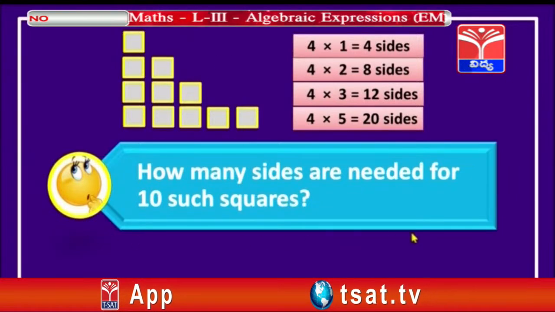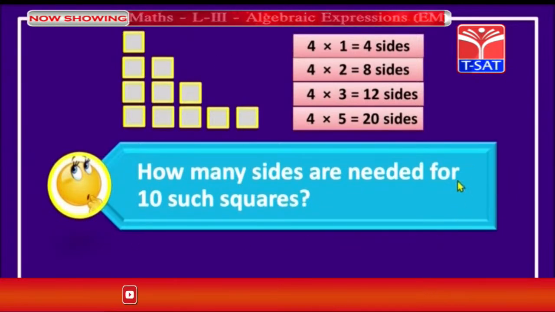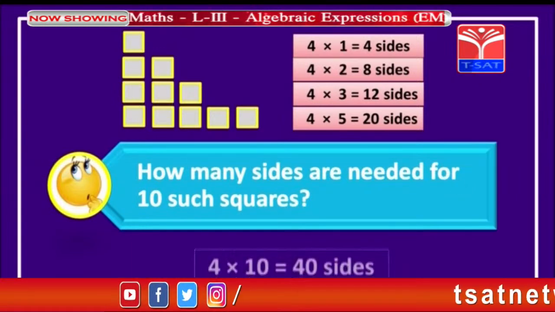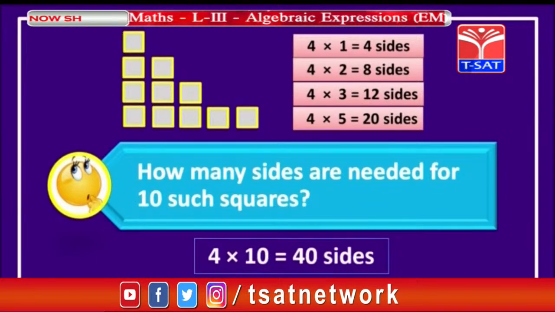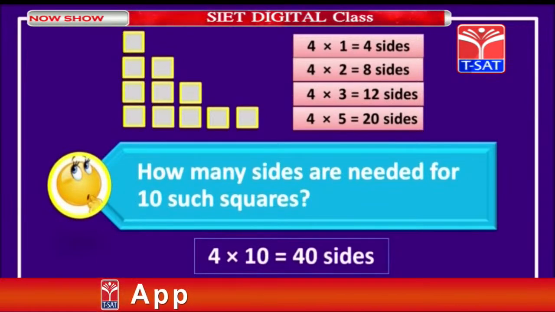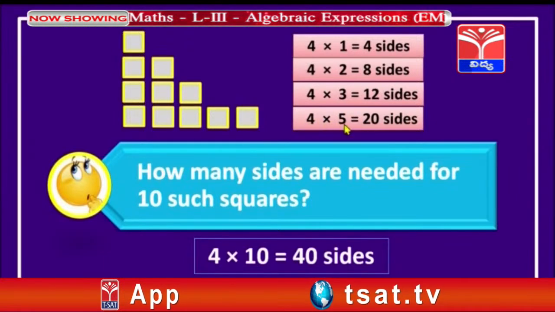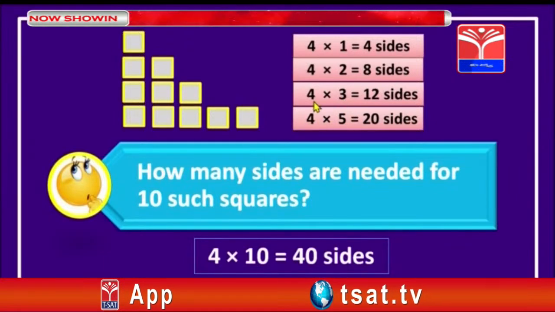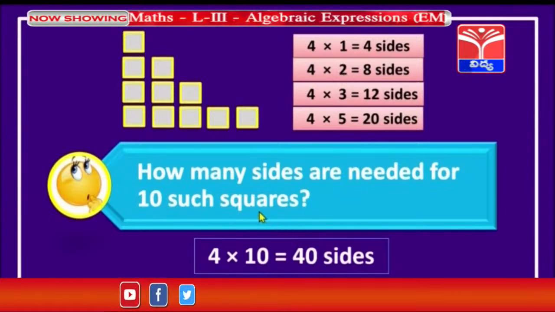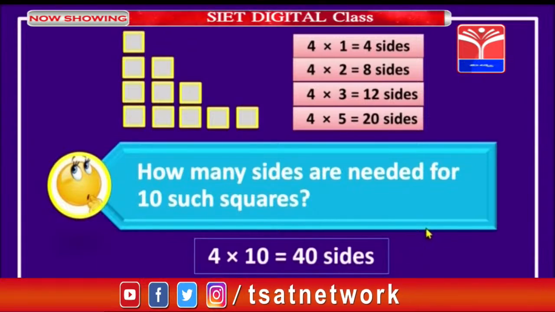If I am going to have 10 squares, then in total how many sides are there? The number of sides for 10 squares will be 4 into 10, which is 40 sides, children, isn't it? So when there are 5 squares, it is 4 into 5. When there are 3 squares, 4 into 3. 2 squares, 4 into 2. Like that, when we have 10 squares, it is 4 into 10. Total number of sides will be 40. I hope you understood, children, right?